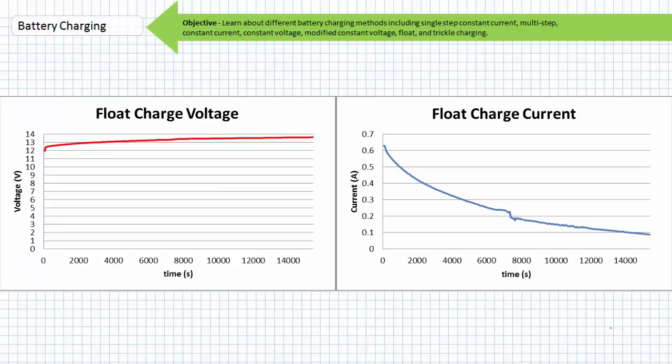Notice there's a little hiccup in the current about halfway through. This actually has nothing to do with the battery or the float charger, but rather the computer I was using to collect the data went into hibernation mode, then I had to power it back on. This really emphasizes how incredibly poor this charge method is. Even a computer, a machine designed to excel at performing boring tasks, got bored and fell asleep watching this battery charge. Let's try a different method.